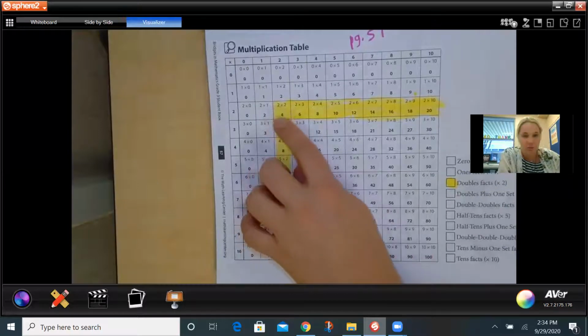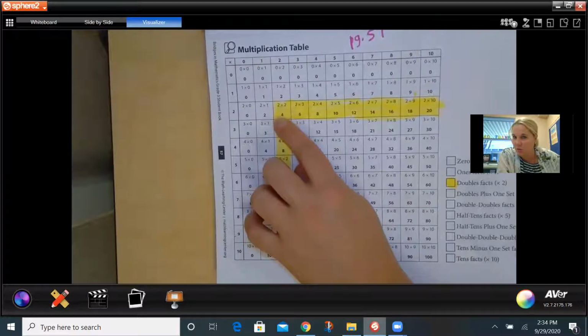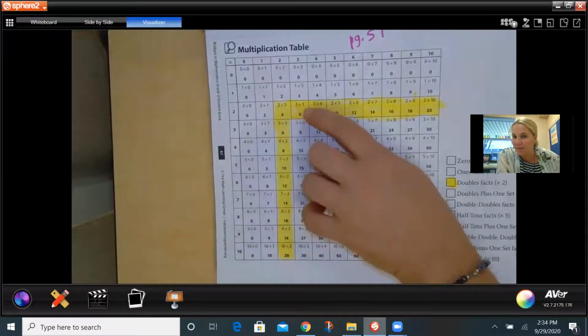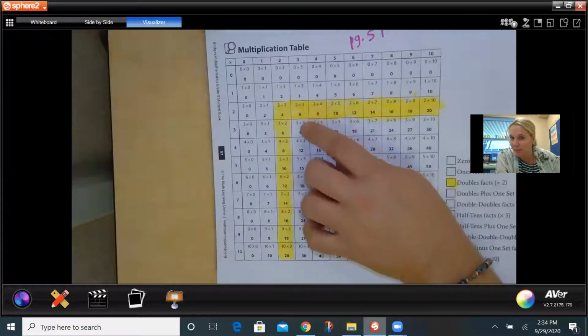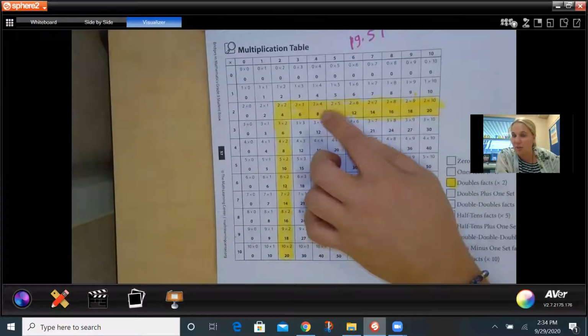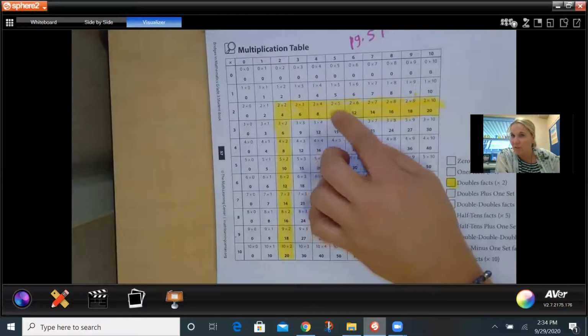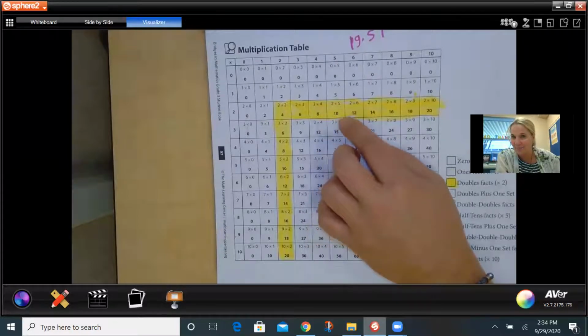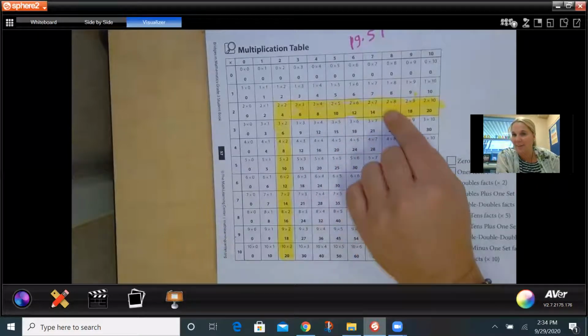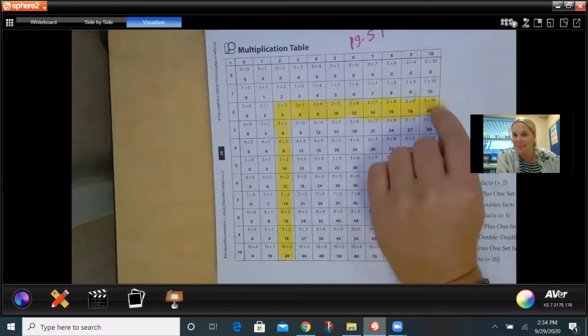2 times 2 would be like 2 plus 2. 2 times 3 is the same as 3 plus 3. 2 groups of 3 is 6. 2 times 4, 4 plus 4. Right? That's 8. 2 times 5 would be 5 plus 5. That's 10. 2 times 6, 6 plus 6, 7 plus 7, 8 plus 8, 9 plus 9, 10 plus 10.